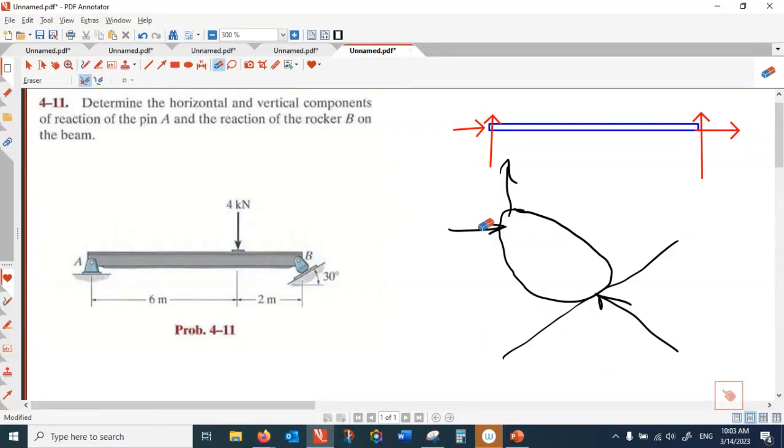So the rocker itself can be regarded as a two-force member. And how do I find the axis of this one? I connect from the first insertion point, which is here, to the second insertion point. That's the axis of the part. So with this two-force member, I know the force has to be in that direction.